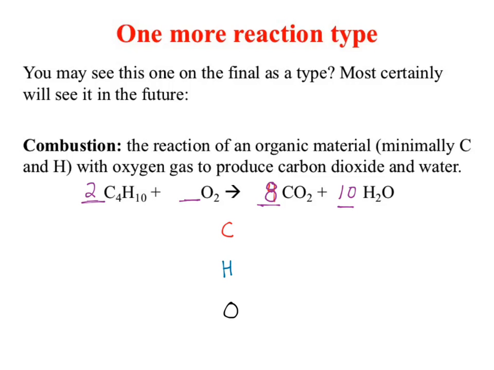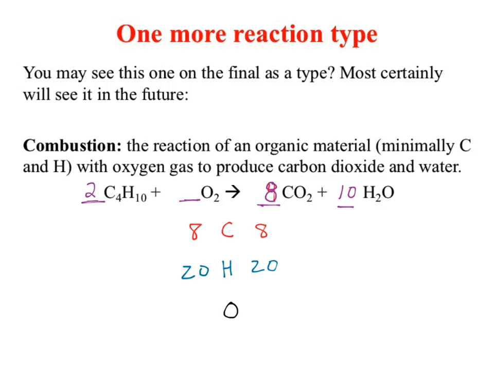So let's see. Carbons on the left. Carbons on the right. Not oxygen. What's the other one? Hydrogen. I get 20 and 20. Okay, so that's neat. And multiplying it by 2, it didn't actually mess with those. It just scaled them up.